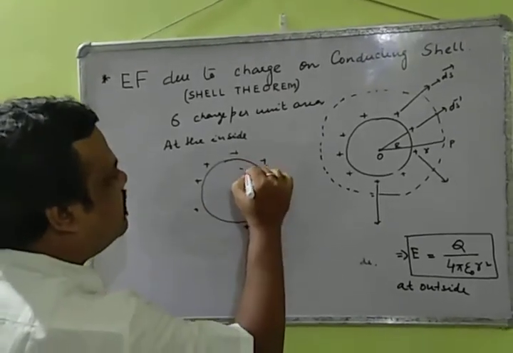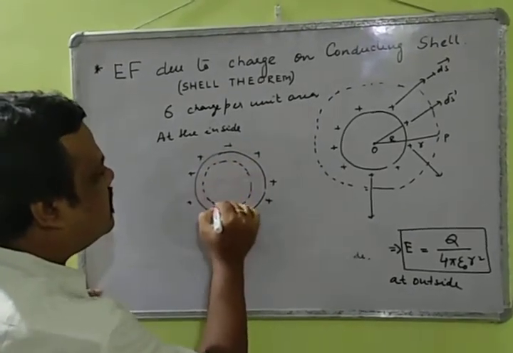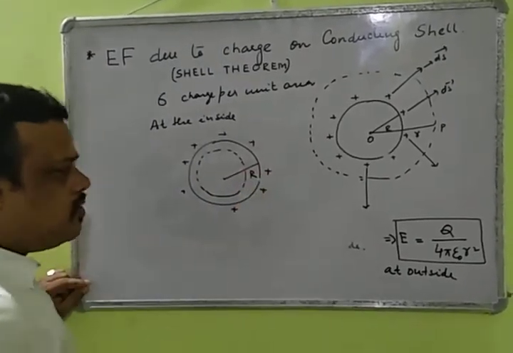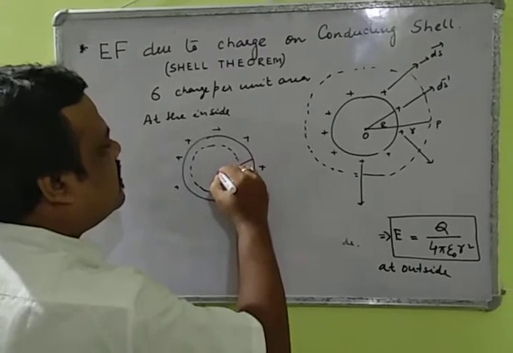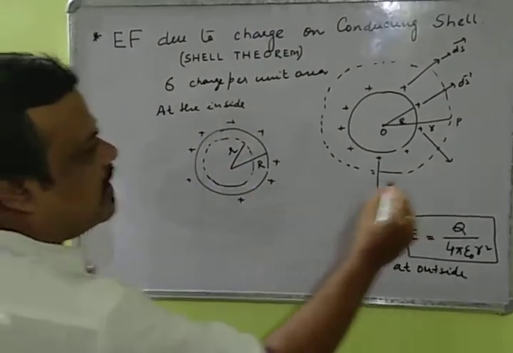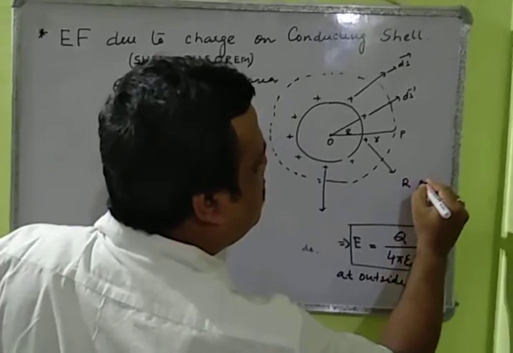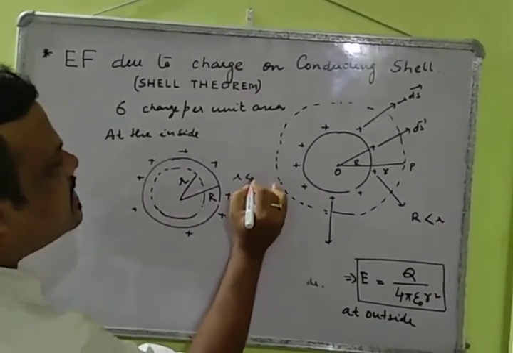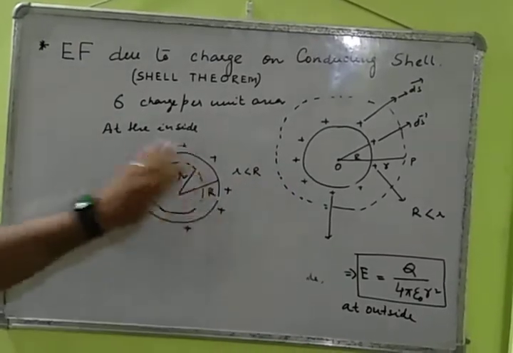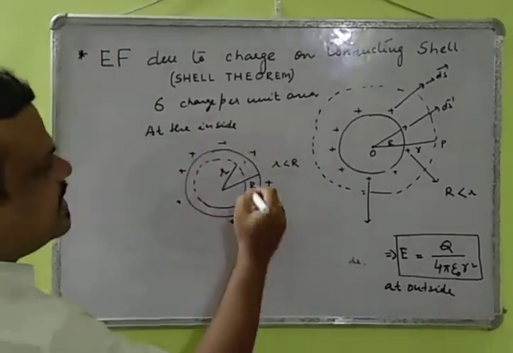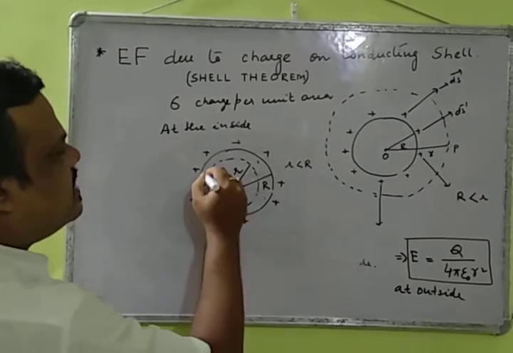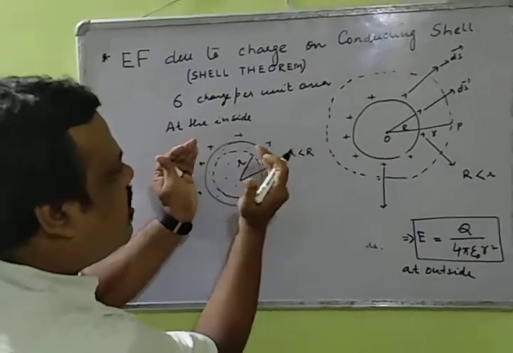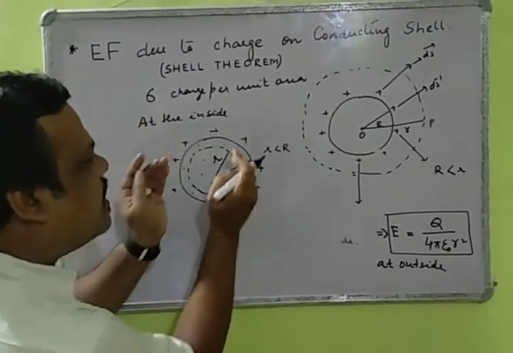Again, we must make a Gaussian surface. The radius of the metallic shell will remain capital R, no doubt, and the radius of the Gaussian surface is small r. So at the outside, capital R was less than small r, but at the inside, small r is less than capital R. That is the difference. Anything located at any distance less than capital R is called inside.